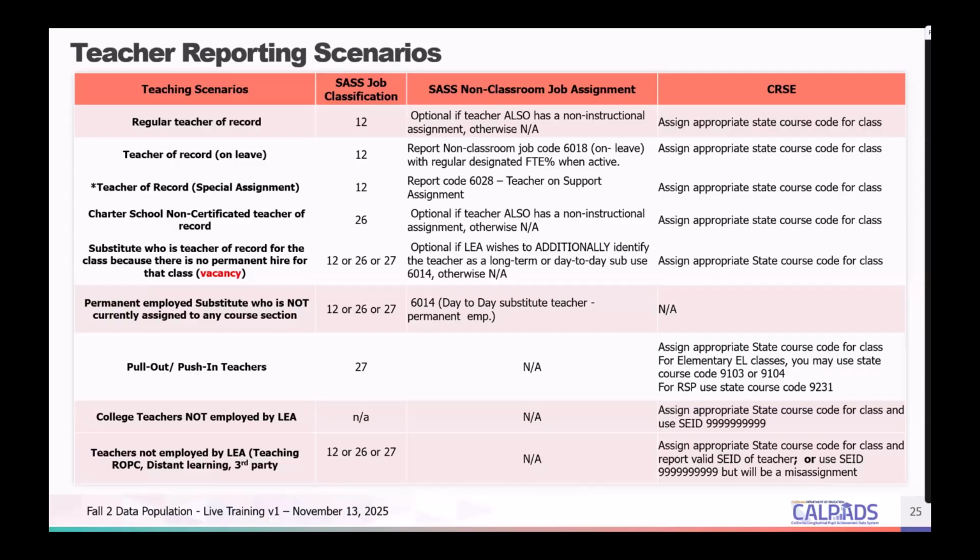So you have a teacher of record. You will always report the professional hired to instruct the course. You will use the staff job classification code of 12 and assign the appropriate state course code. The non-classroom based support assignment code is optional. You would only populate this if the teacher also has a non-instructional assignment.